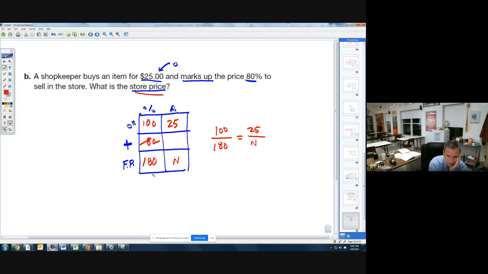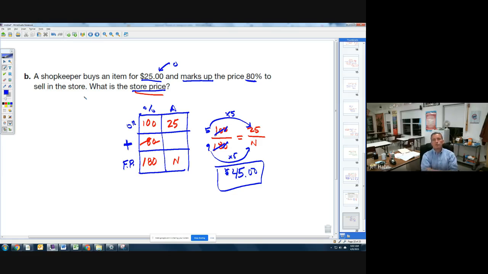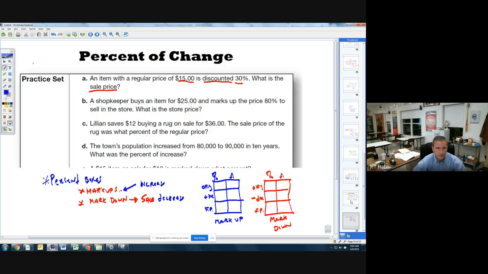And again, you can kind of work this however you want. I always like to reduce this, make it easier numbers. If I divide this by 10, those zeros go away. Cut them both in half, I actually get 5 over 9. And this one works nicely because 5 times 5 is 25. So 9 times 5 is 45. And again, I'm looking for money here. So my final price is $45. Marks up 80%. What is the store price? $45. How about that?